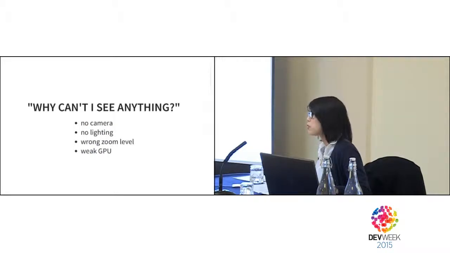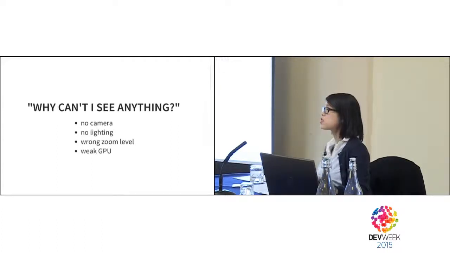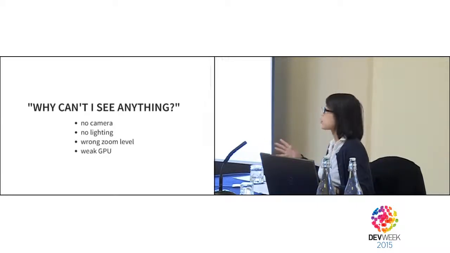Potential hiccups. One thing when you're first starting out with THREE.JS is, why can't I see anything on my screen? There's no camera. You forgot to put a camera in that environment, so obviously you can't see anything. No lighting, it's too dark. Wrong zoom level: you're either zoomed out so far that your object is tiny, or you're zoomed in so close that the screen is just a weird color. Or you have a weak GPU. This is a problem with THREE.JS. If you have a very involved THREE.JS animation but your user's computer doesn't have a powerful enough graphics card, they will not be able to run your code.